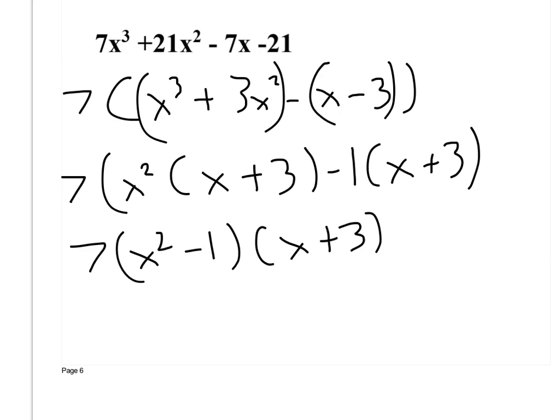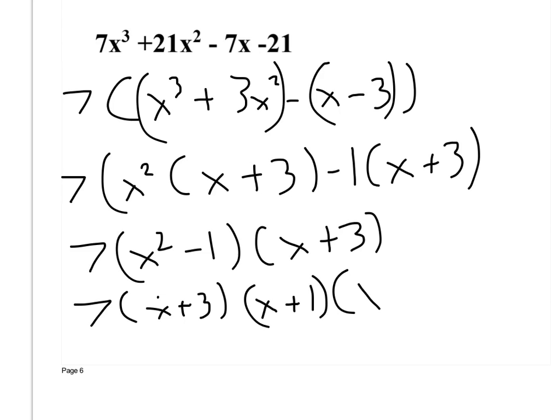Am I done? No, because look, I have a difference of squares right here. So I'm going to write 7. I'm going to write x plus 3 in front. I'm going to break up x squared minus 1. What's the square root of x squared? X. What's the square root of 1? 1. So I do x plus 1. I do x minus 1. And there's my answer.